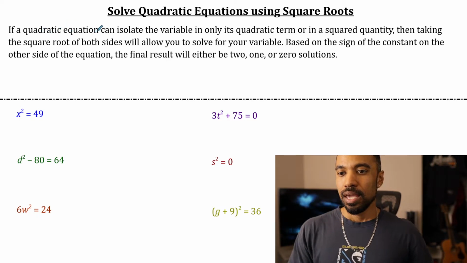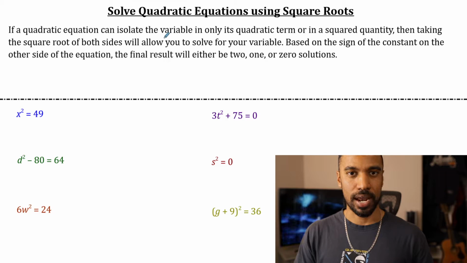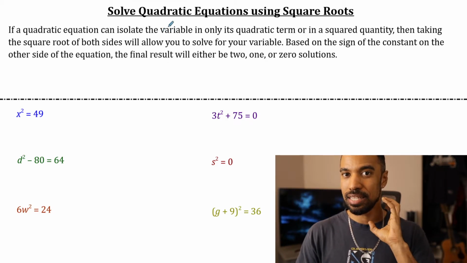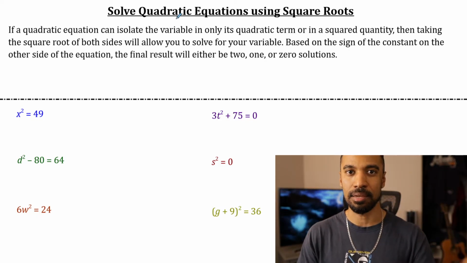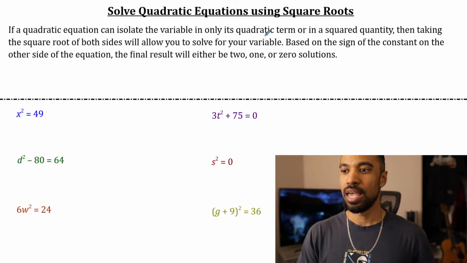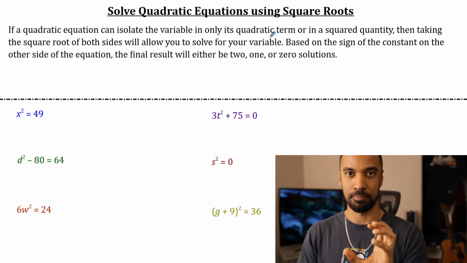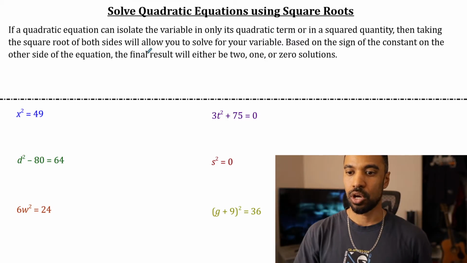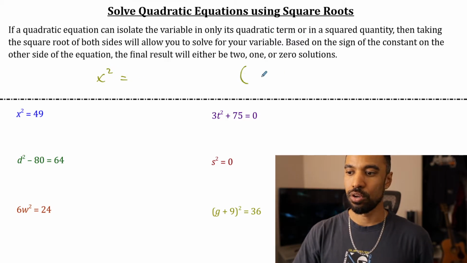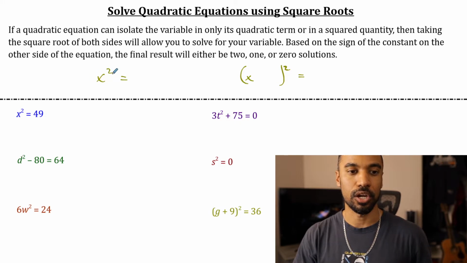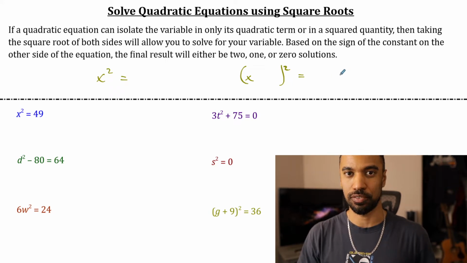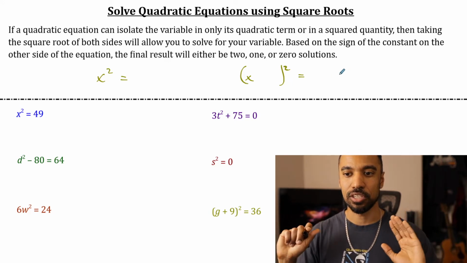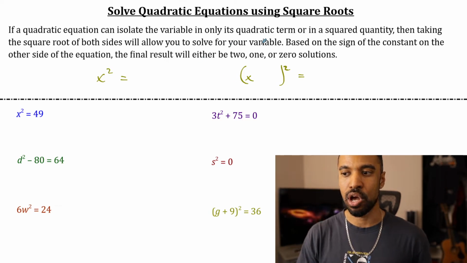Here's the rule. If you can isolate the variable in a quadratic equation, see, unlike the factoring one, I couldn't get my x squared term by itself because there was a linear term as well. But if you can isolate the variable and it's only its quadratic term, or in a squared quantity, so either if you can get this by itself like this, or if you can get it by itself like this, meaning if the x was inside, like that. This is a squared, the quadratic term, isolated, without any x's over here, or a squared quantity without any x's over here. If you can do that, then you can take the square root of both sides, and this will allow you to solve for your variable.